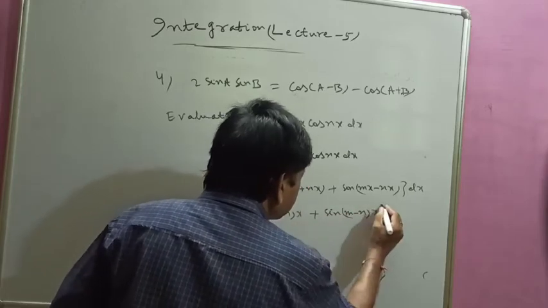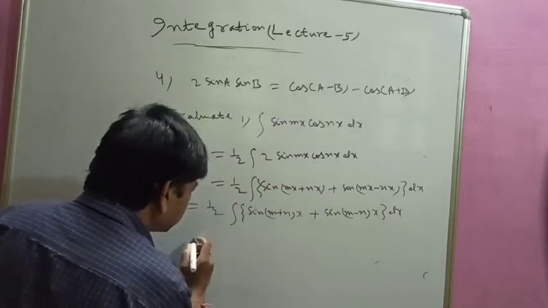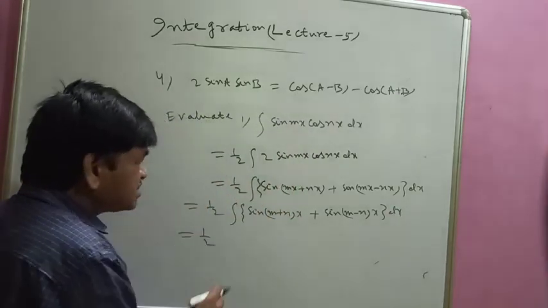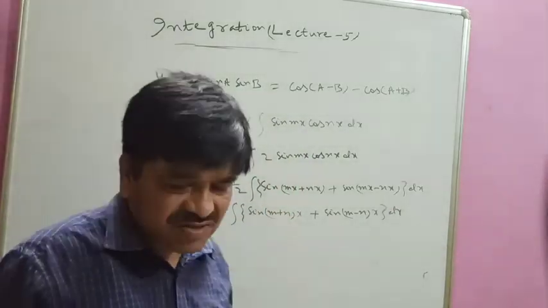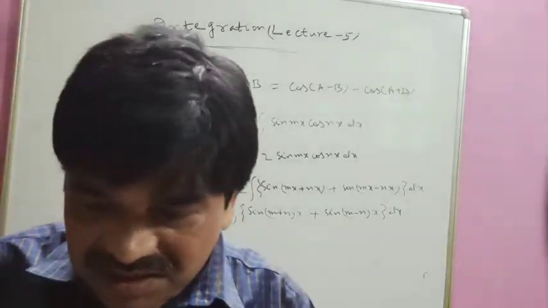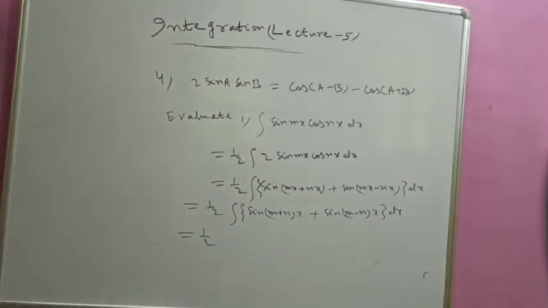So it will be integration of the first plus integration of the second. What is integration of the first? Integration of sin (m plus n) x. I have already discussed, if x is replaced by a linear term, then the formula is the same, but one extra item, that is 1 by the coefficient of x, will be multiplied to that.